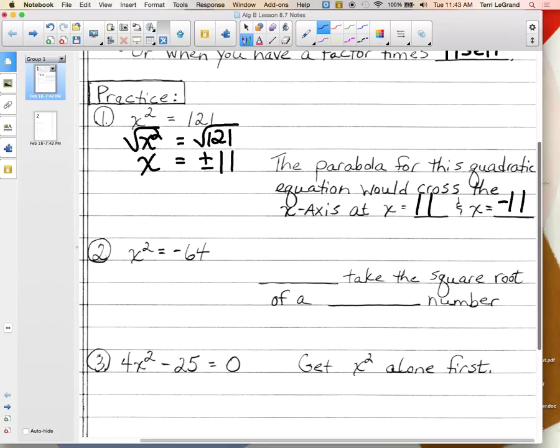So we have this parabola opening up. It's got this y-intercept way, way, way down there on the y-axis, and it's going to come up and cross the x-axis at negative 11 and positive 11. So we found our solutions, okay? So would you circle that and put solutions? There are two solutions, two places it will cross the x-axis. Oh, that's easy.